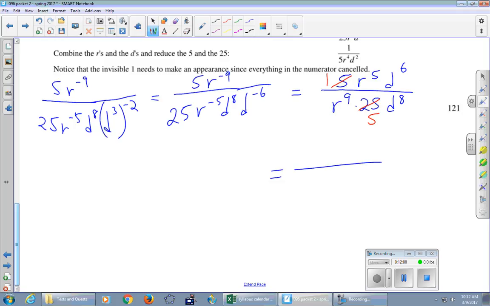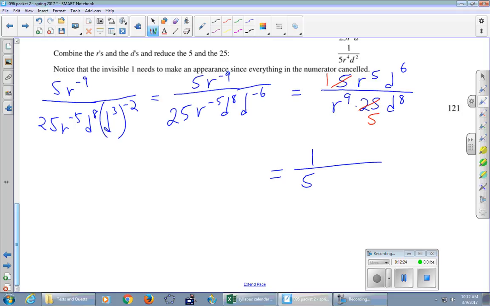So we're actually about to write our final answer. I'm going to put that 5 downstairs. You don't need to put the 1 upstairs, but you can. Okay, now we're going to start reducing these powers here. We have another property. We have r to the 5th on top and r to the 9th on the bottom.